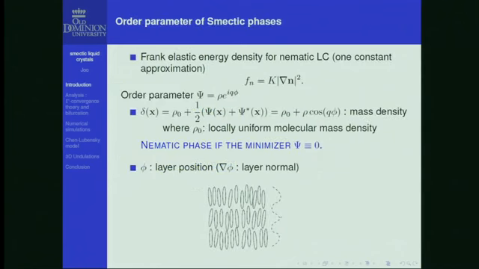For the simple model for the nematic case, I'm using the one-constant approximation for the Oseen-Frank nematic energy density. For the smectic liquid crystals, we need to introduce the complex order parameter introduced by de Gennes. The way I understand this order parameter is this: if rho, the modulus of psi, is 0, then everywhere there is a uniform molecular mass density, so we lose the layer density, we lose the layer structure.